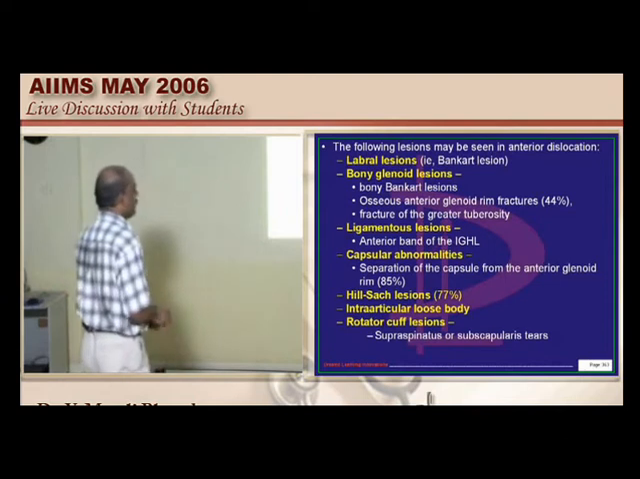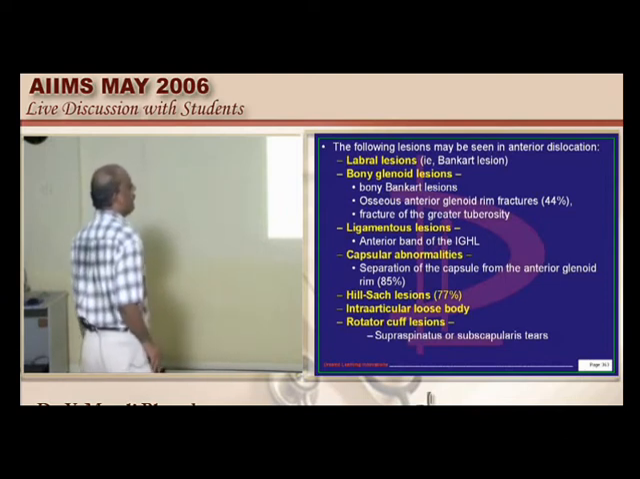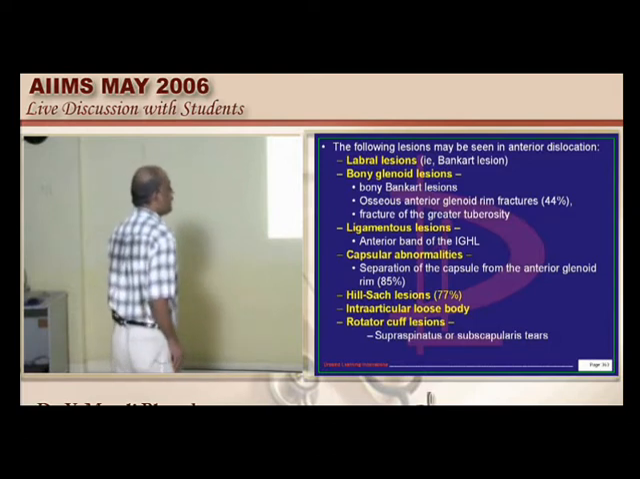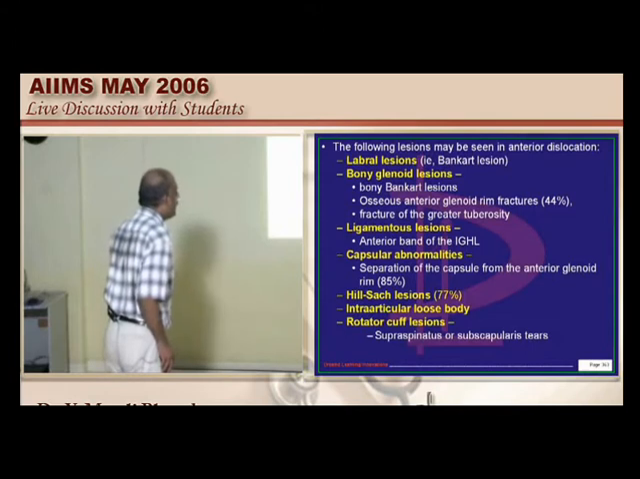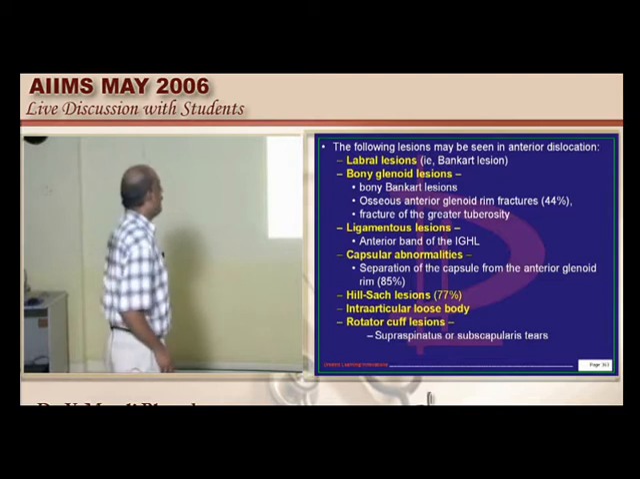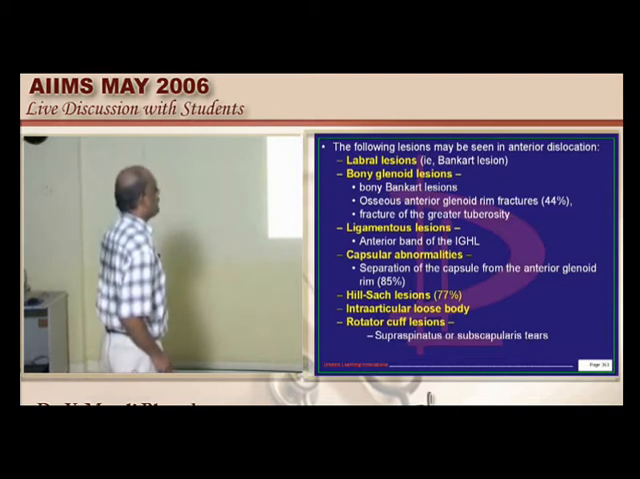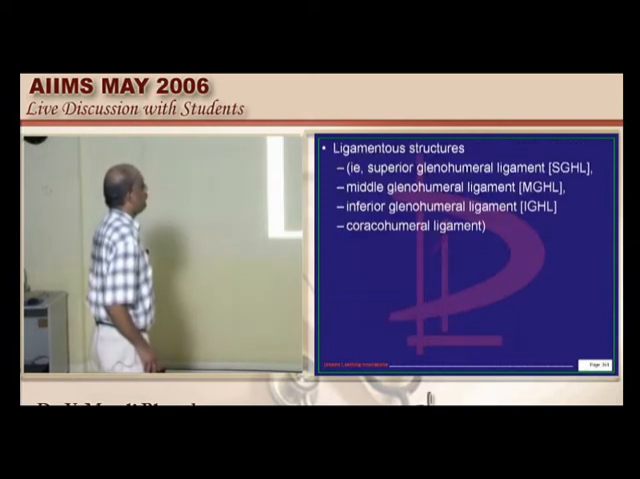Please remember, doctor, in 44% of cases it is the bony glenoid problem. Hill-Sachs lesion is in 77%. Capsular separation is in about 85%. So if you take the most common into criteria, D could be a possible answer, is what needs to be understood. Now let's go to the next question.